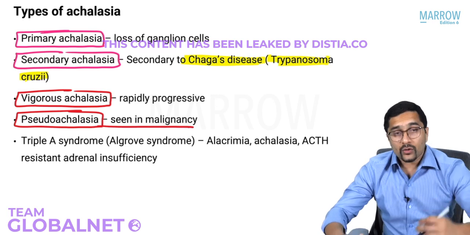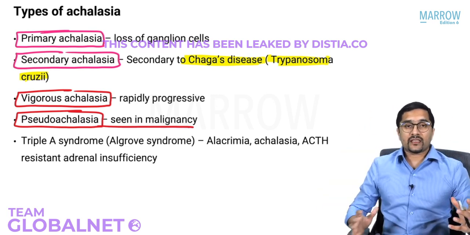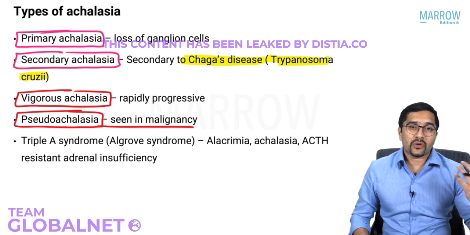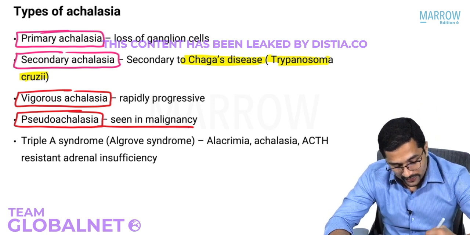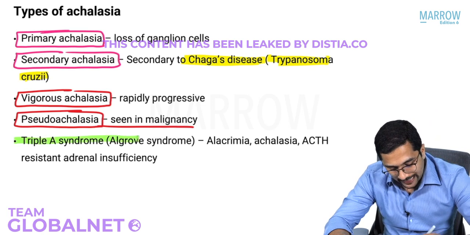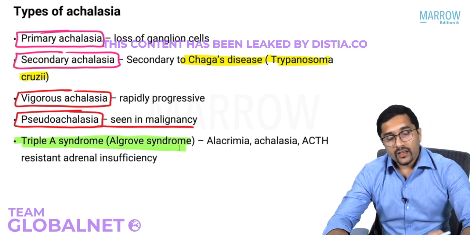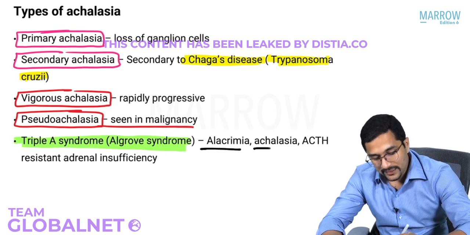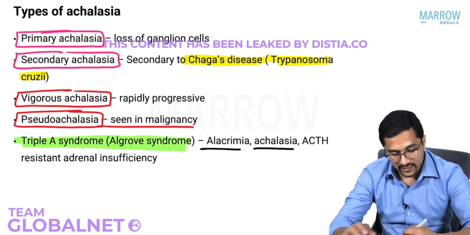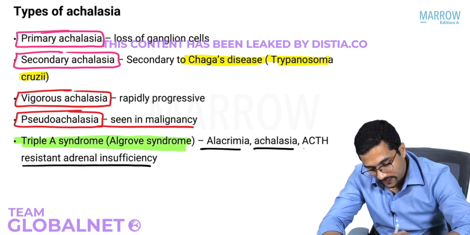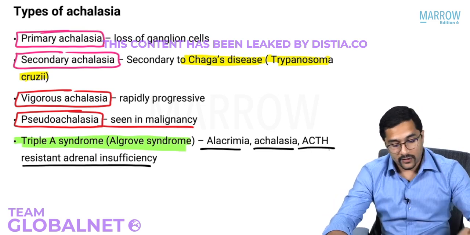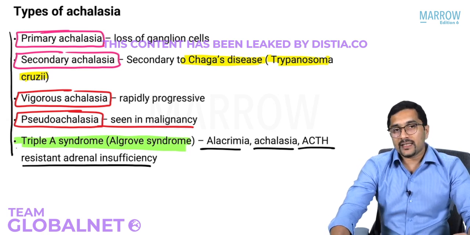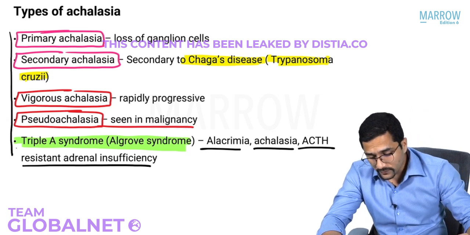In cancer also you can have dilatation of the esophagus like you get in achalasia, and that is known as pseudoachalasia. And finally, you have AAA syndrome or Allgrove syndrome. This includes 3 A's, that is alacrimia, achalasia, and ACTH-resistant adrenocortical insufficiency. So these are the various types of achalasias which you should know about.